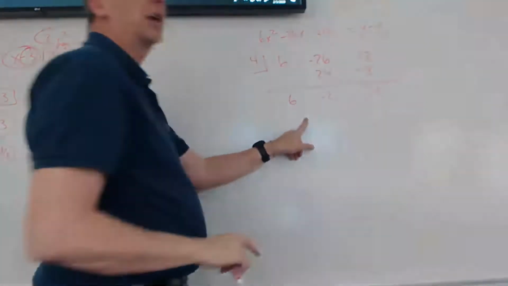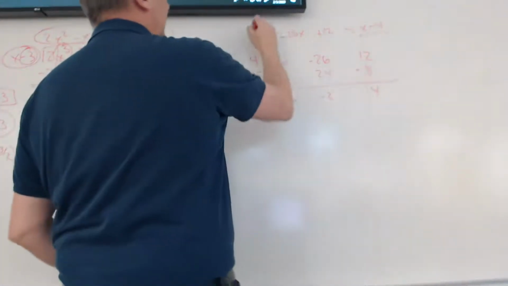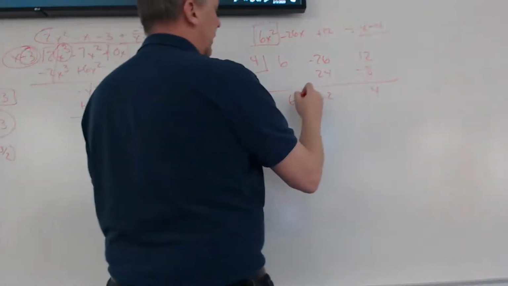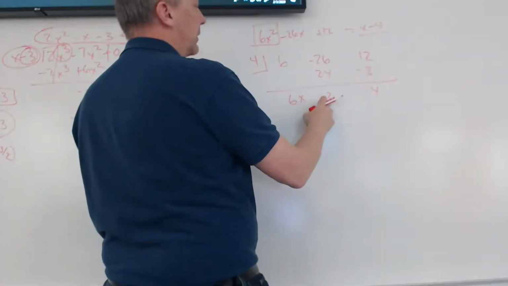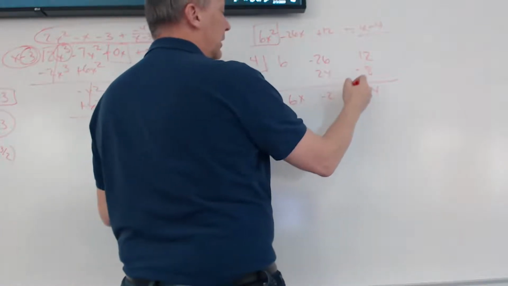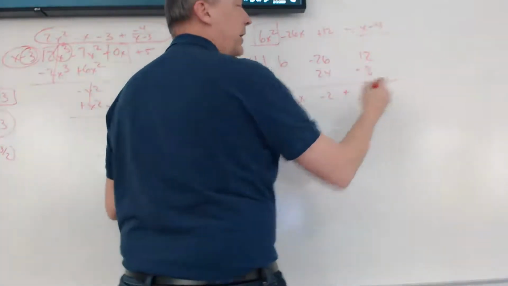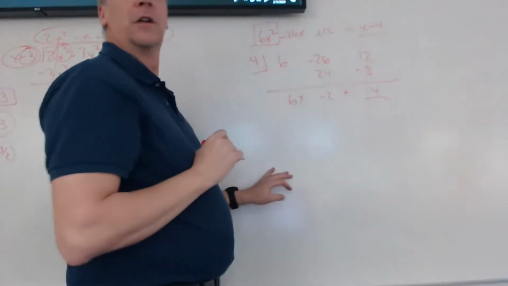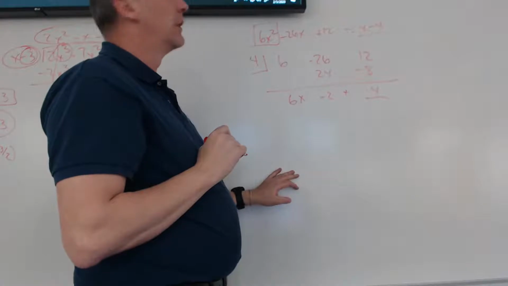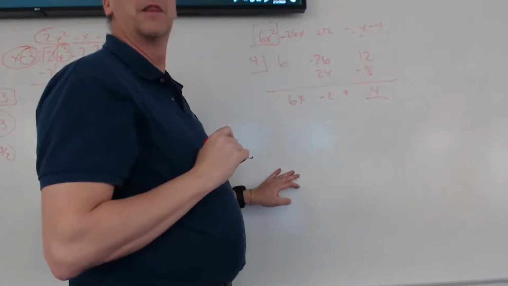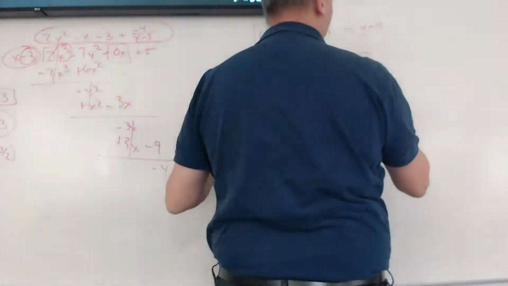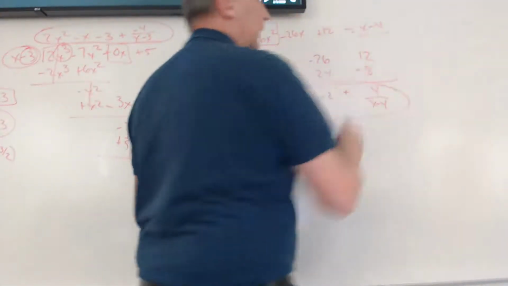So this becomes what? I forgot what we put. Okay, we started right here, so we always go down 1 degree. 6x, and then this one -2, minus 2, plus, this is your remainder. Your remainder is 4 divided by x minus 4. That's your divisor, right? Okay?